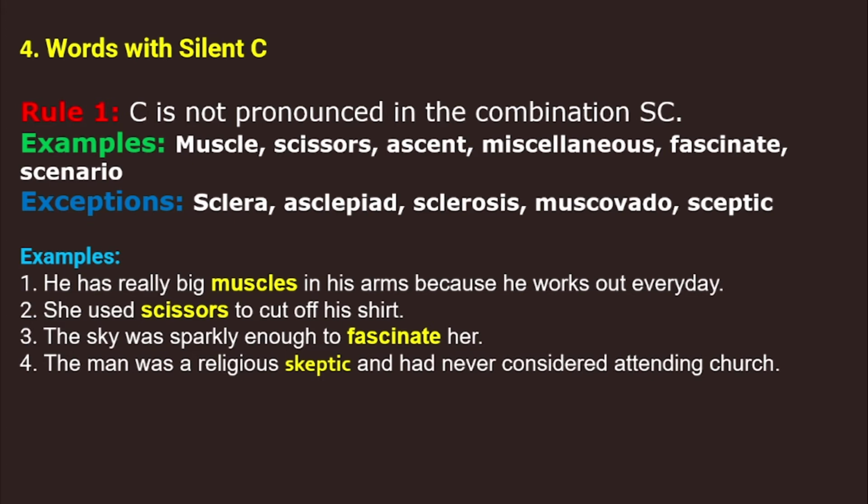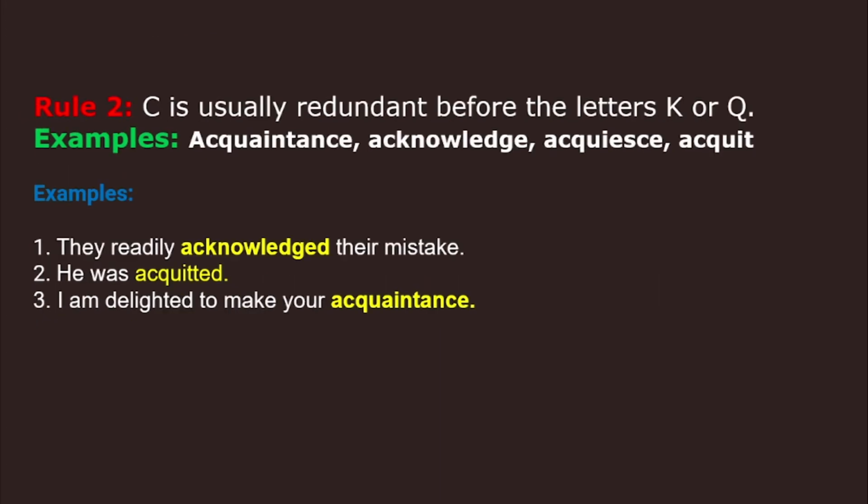Now let's look at the examples. He has really big muscles in his arms because he works out every day. She used scissors to cut off his shirt. The sky was sparkly enough to fascinate her. The man was a religious skeptic and had never considered attending church. Rule number 2. C is usually redundant before the letters K or Q. Let's look at the examples.